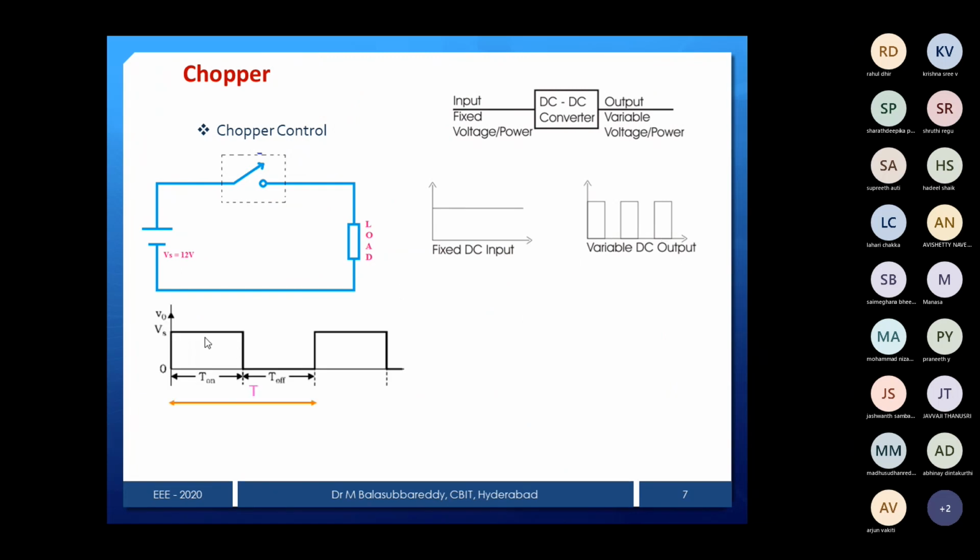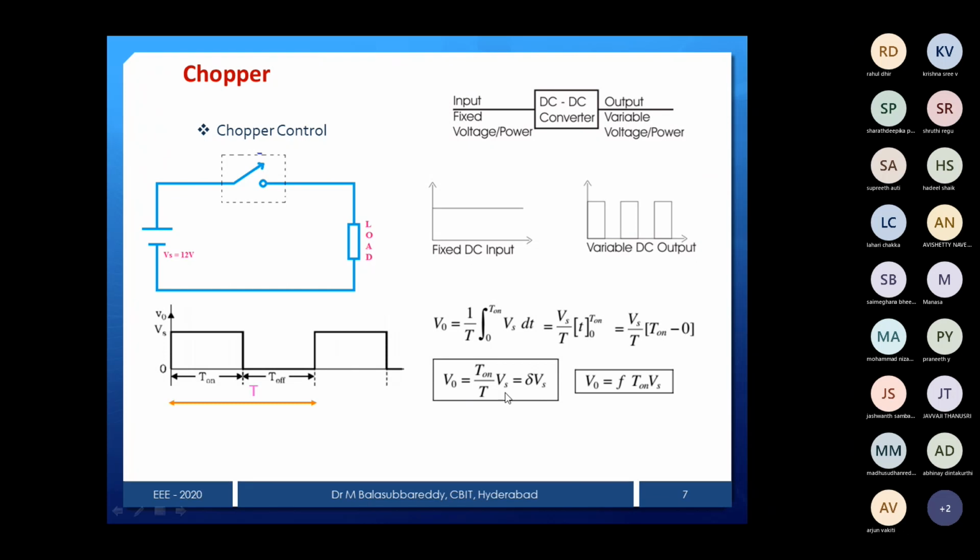So now you can see that the input is fixed and the output voltage is variable. This is the firing pulse and then the output voltage. Whenever you give the pulse, we will get the output voltage, and if we integrate that portion, you will get this. Whatever I derived just now, V out is equal to delta into Vs.